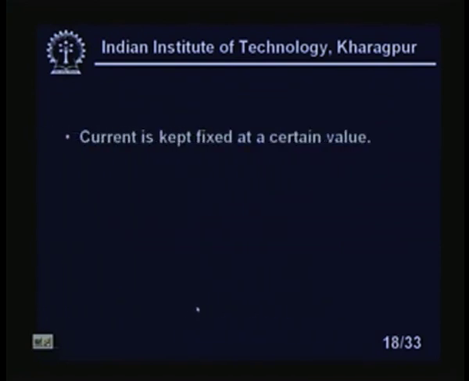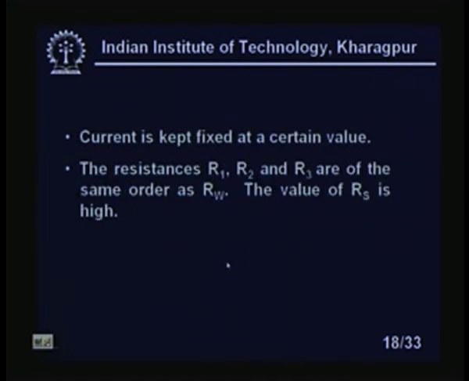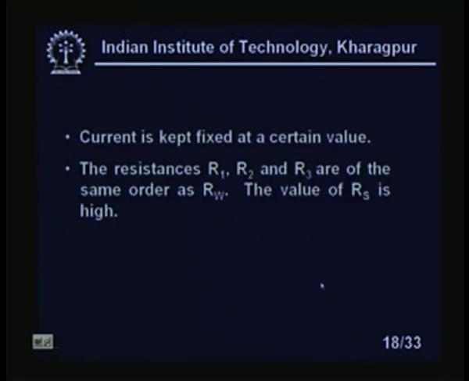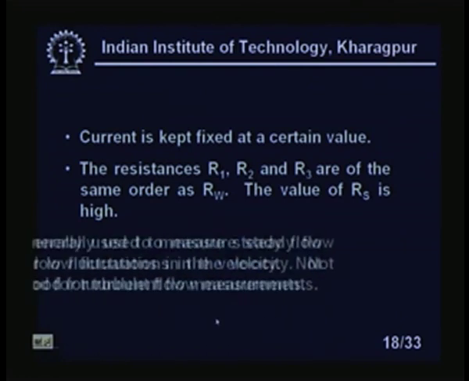So, current is kept fixed at a certain value that can be measured by the ammeter. What is that ammeter? These ammeters, okay. With the ammeter we can see whether the currents are remaining constant or not. The resistances R1, R2, R3 are of the same order as Rw. Typically, it should be quite small compared to the RS, and the value of RS is high, right.